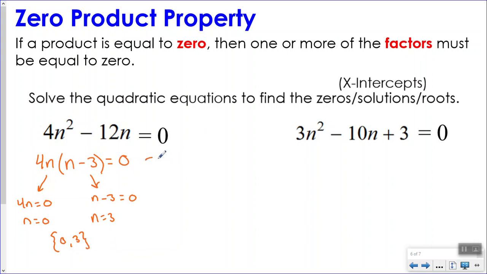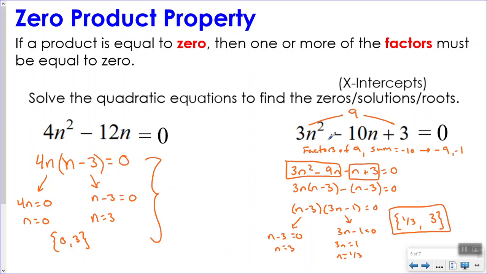If you were asked to solve this question, you would need to have all of this work in order to support your answer. We start with the factored form, still set equal to 0. We show the two equations that we're solving. We show all the work down to find those solutions. Go ahead and pause the video and see if you can solve the second equation.